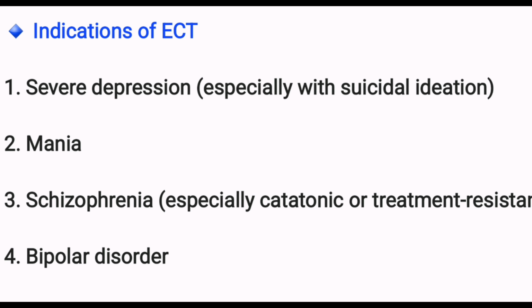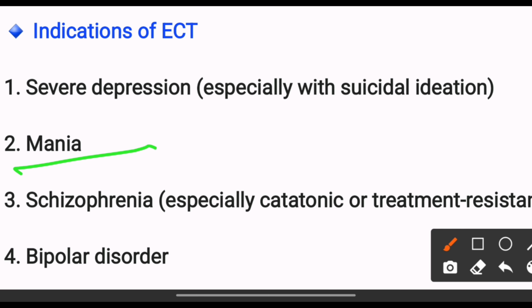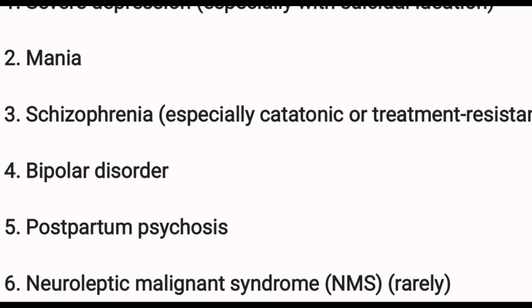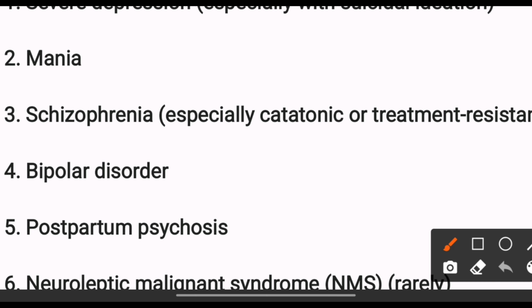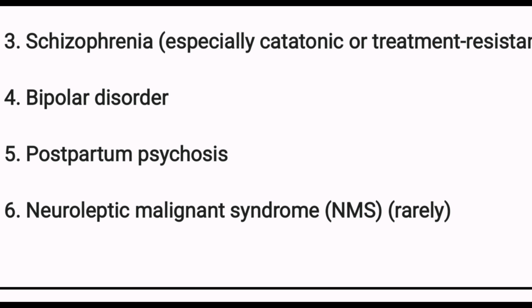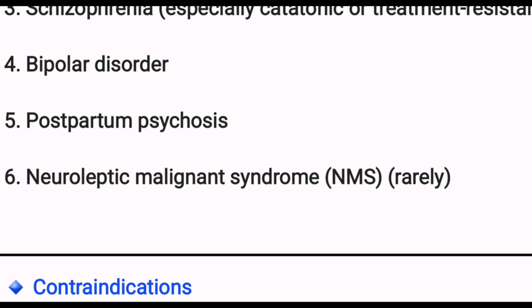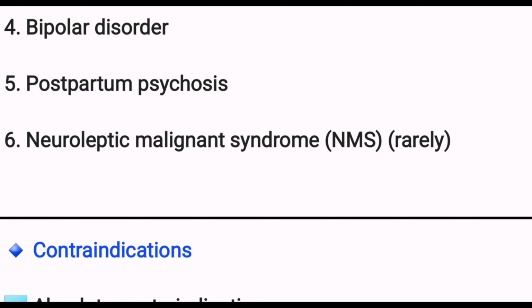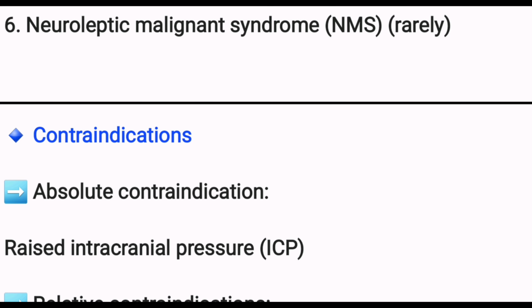Indications for ECT. What are the indications for ECT? Severe depression, especially with suicidal ideation, and mania, and schizophrenia, especially catatonic or treatment resistance. Catatonic means a patient is still, sitting in a position for a long time. Bipolar disorder, postpartum psychosis, neuroleptic malignant syndrome. Rarely it can happen.